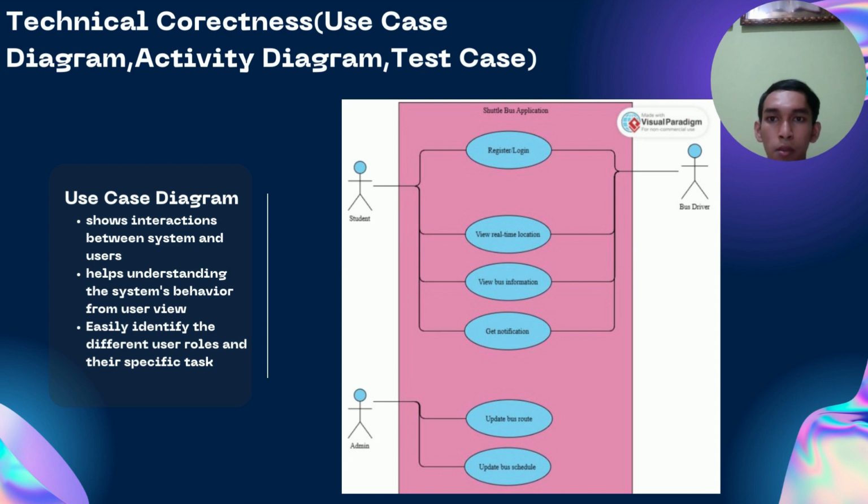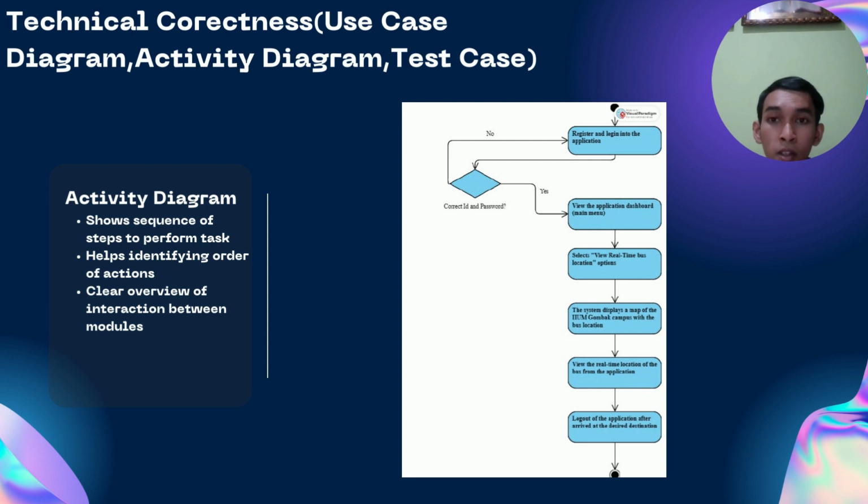For the use case diagram, a use case diagram is a visual representation that showcases the interactions between the IIUM shuttle bus system and its users. It illustrates the different use cases of functionalities provided by the system and the actors involved. The diagram helps in understanding the actions and behavior of the system from a user's perspective. By using this diagram, we can easily identify the different user roles such as student, bus driver, and admin, and the specific tasks they can perform within the system.